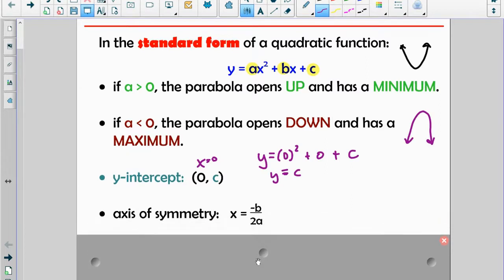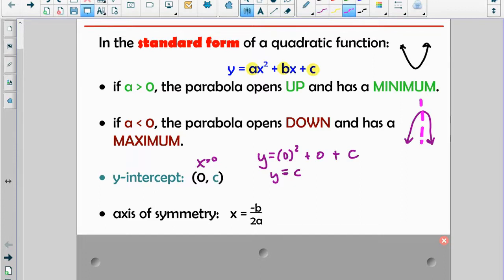Next is the axis of symmetry. Now, for the axis of symmetry, we actually use a formula to calculate the number. You'll recall from a previous lesson that the axis of symmetry is that vertical line that goes right through the middle of our parabola. It splits the left side and the right side apart. It makes them mirror images of each other. There's the symmetry on the two sides. So that vertical line is always going to be just x equals a number.